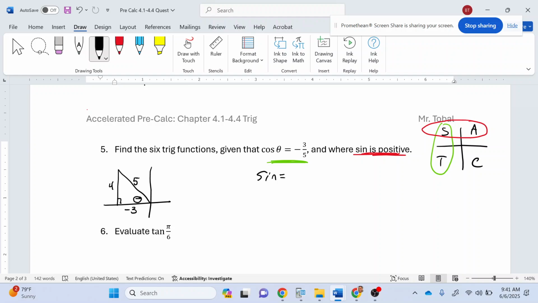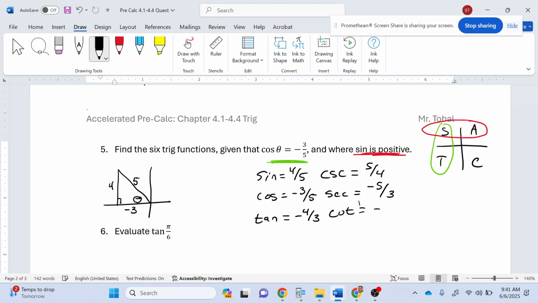So sine is positive here. It's opposite over hypotenuse, so 4 over 5. Cosecant, the reciprocal of that, is 5 over 4. Cosine, you shouldn't get this one wrong, is negative 3 over 5. Secant over here is negative 5 over 3. Tangent equals opposite over adjacent, so negative 4 over 3. Cotangent is the reciprocal of that, so that's going to be negative 3 over 4.